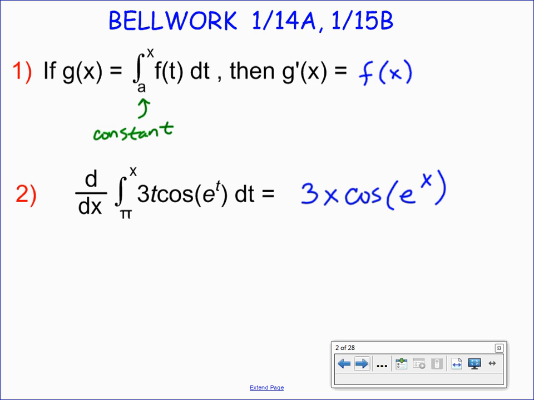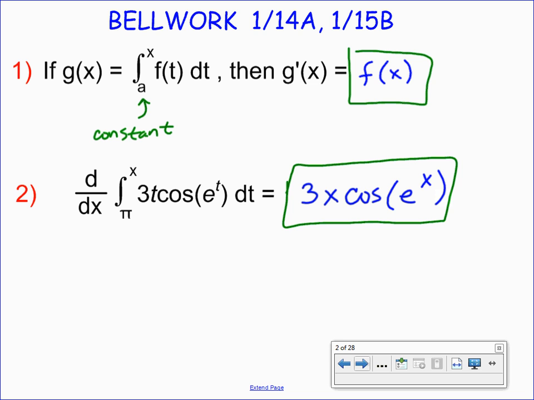Did it matter that I didn't have a symbolic antiderivative for 3t cosine e to the t? No, I don't have to find an antiderivative. I know that if I could find an antiderivative, evaluate at the upper, evaluate at the lower, and then take the derivative of that antiderivative, I get right back where I started. And so the fundamental theorem of calculus, part 2, allows me to skip that step of finding a symbolic antiderivative. So that's powerful. Okay. What questions do you guys have on the first two?